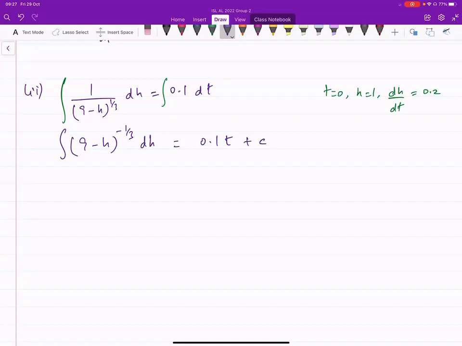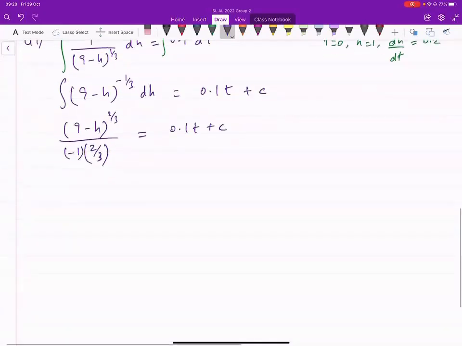ठीक है, उसकी तो इंटीग्रेशन सिंपल है. लेफ्ट साइड पे क्या आएगा? We have (9 minus h) whole raised to power minus 1 over 3 plus 1, which is 2 over 3. Divide by that same power, and also divide by the derivative of this thing, which is minus 1, because minus 1 भी यहाँ पे आ जाएगा. ठीक है? This is what you have.